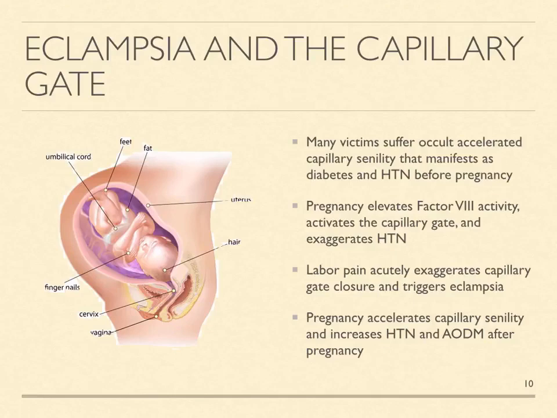In addition, the stress of pregnancy accelerates capillary senility and exaggerates the incidence and severity of hypertension and diabetes in its aftermath. The next slideshow will discuss the turbulence mechanism, which explains why eclampsia is closely associated with DIC.